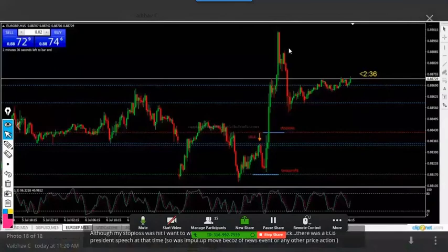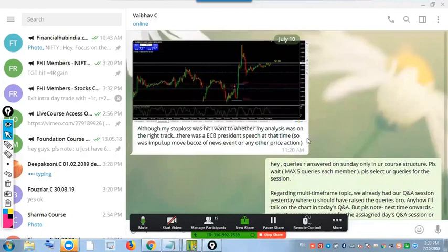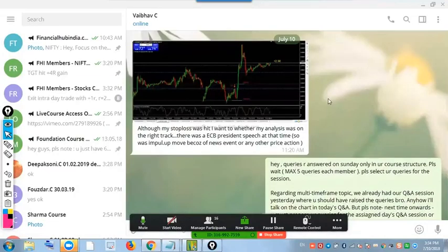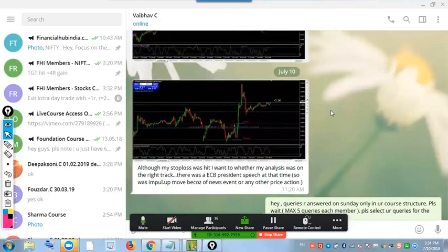Okay, finally it happened, right? It just broke out strongly up. Okay, it came back down and again this move. And if there is ECB news, then don't trade, man. The market gets mad. It's pretty volatile when the ECB news comes in. I think you are using Forex Factory. In Forex Factory, you always come to know beforehand when the ECB news is there. So if there is some news, then don't trade.